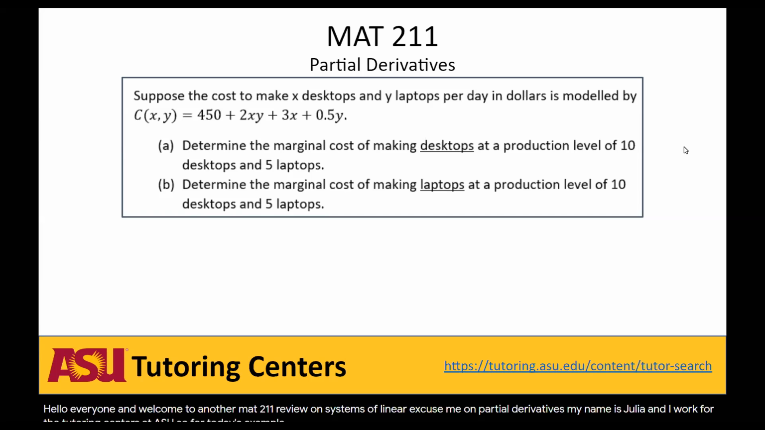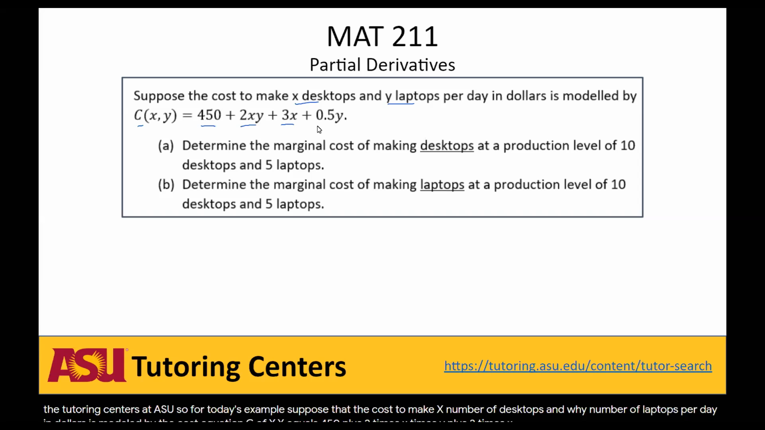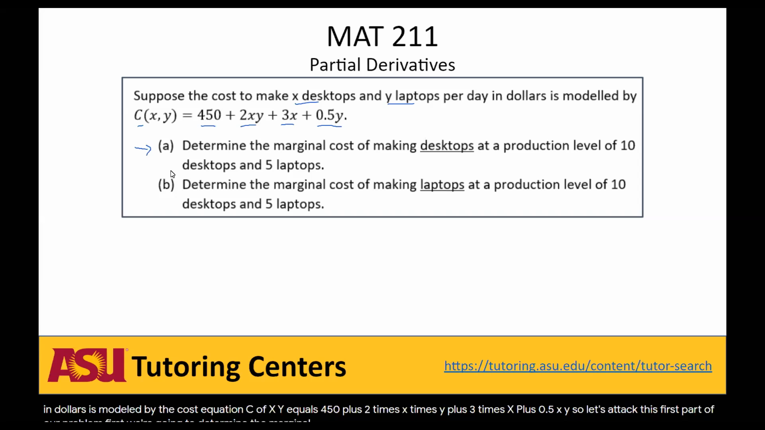So for today's example, suppose that the cost to make X number of desktops and Y number of laptops per day in dollars is modeled by the cost equation C of X, Y equals 450 plus 2 times X times Y plus 3 times X plus 0.5 times Y. So let's attack this first part of our problem first. We're going to determine the marginal cost of making desktops, so desktops is X, remember, at a production level of 10 desktops, so that would be X equals 10, and 5 laptops, so Y equals 5.